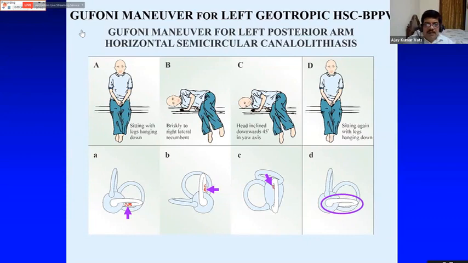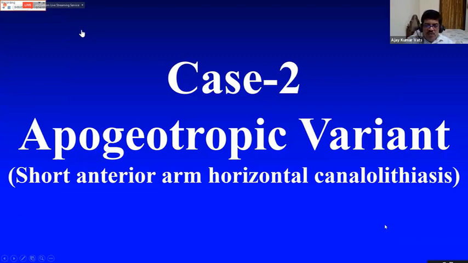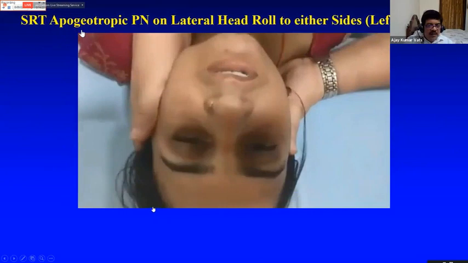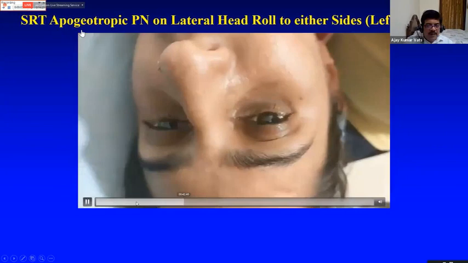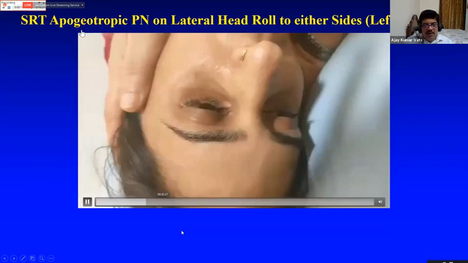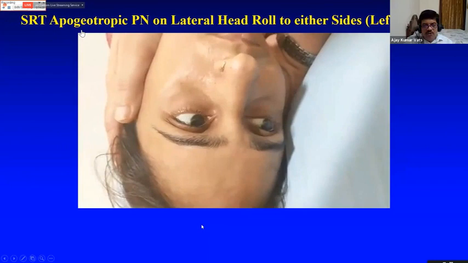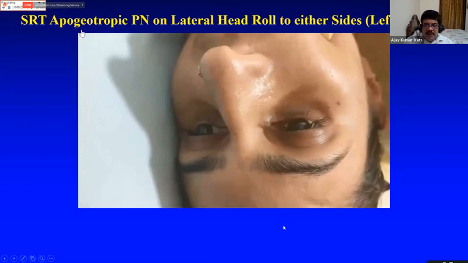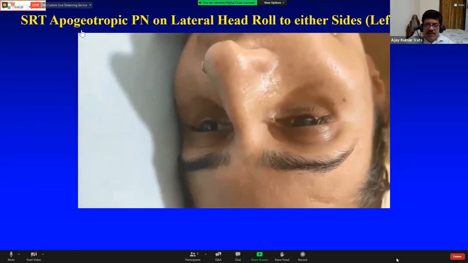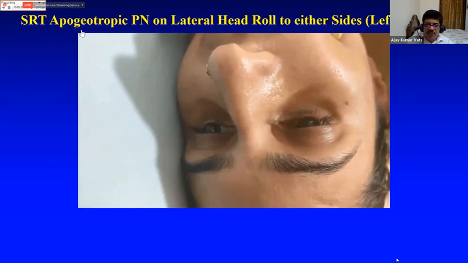Case number 2 is an apogeotropic variant due to short anterior arm canalolithiasis. This is a 27-year-old lady with 3 days of vertigo. On lateral head roll to the right, she elicited a very strong apogeotropic horizontal nystagmus. And if it is apogeotropic on lateral head roll to the right, it has to be identical on the left lateral head roll, but this is weaker compared to that elicited on the right side. So the weaker nystagmus in the apogeotropic variant decides the side. So this was a case of left-sided anterior arm canalolithiasis of the horizontal semicircular canal.